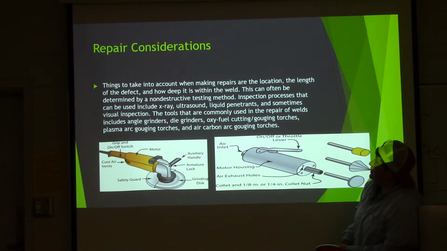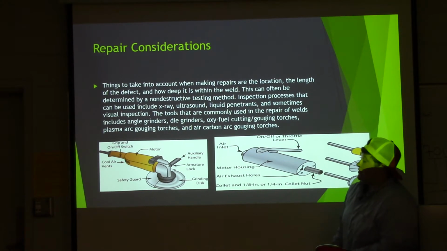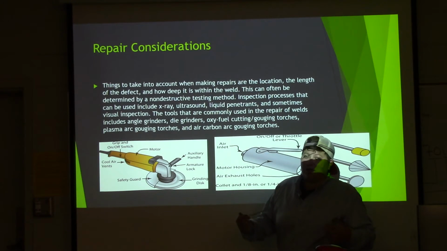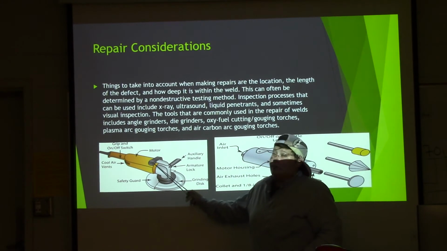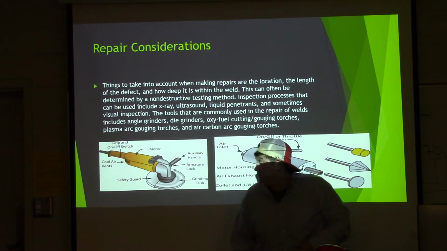The tools that are commonly used in the repair of welds include angle grinders, die grinders, oxy-fuel cutting, gouging torches, plasma arc gouging torches, and air carbon arc gouging torches. So the common thing that you will use in the welding shop here is going to be your angle grinder, okay?